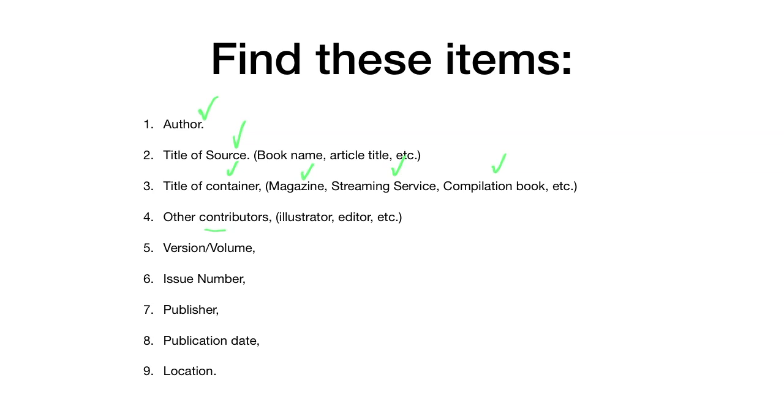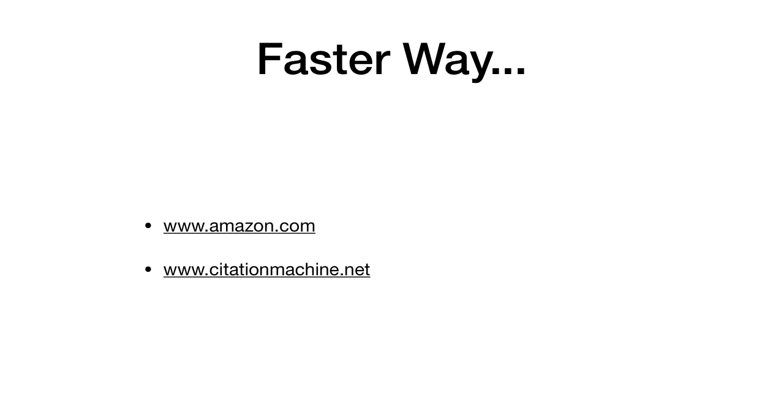You need to find other contributors like the illustrator, the editor, the director, whatever. The version or volume number, the issue of the magazine or journal number, the publisher of the book or the movie, publication date, and then the location it was published or shot or something like that. You need to find those items. But thanks to modern technology and the internet, there is a much faster way to cite things. I suggest opening the tab of Amazon.com and also citationmachine.net.